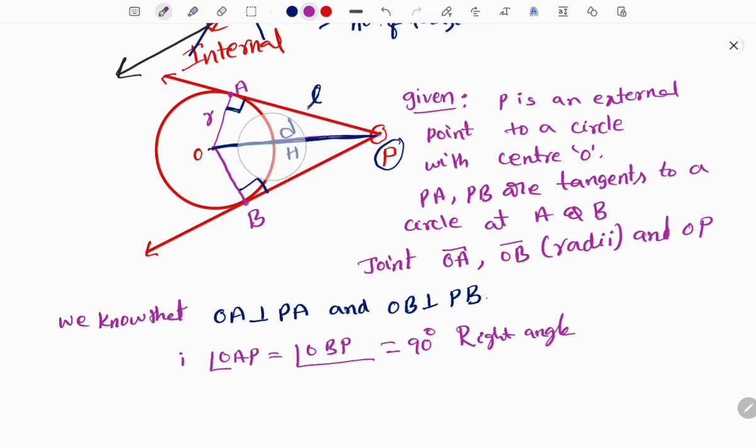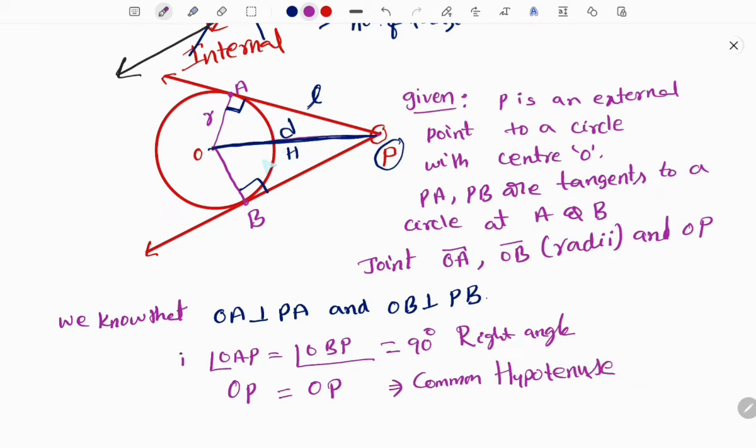The next one: in this triangle, OP is the hypotenuse, yes or no? In this triangle OBP also, OP is the hypotenuse. So OP is equal to OP. This is a common hypotenuse.